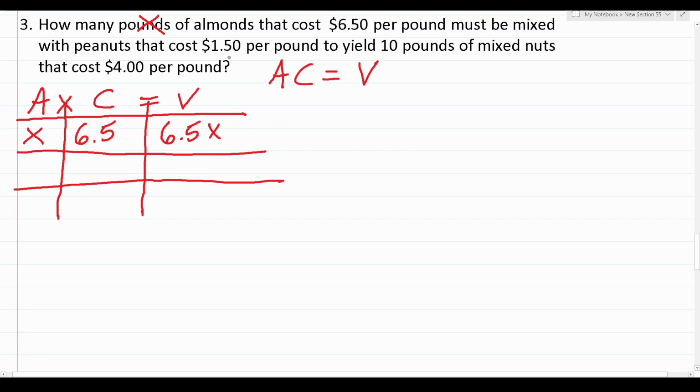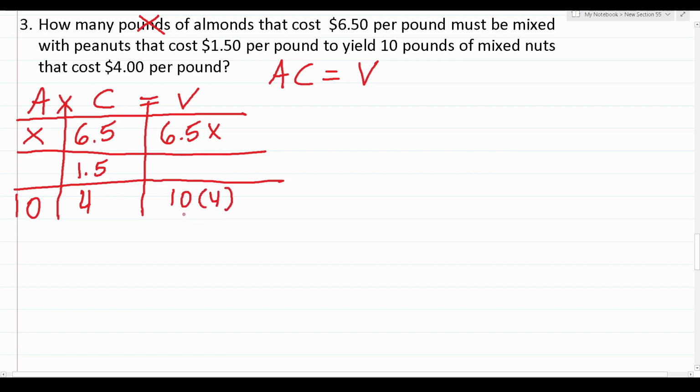Must be mixed with peanuts that cost $1.50 per pound. So that's $1.50. That said, it tells us nothing about the amount of peanuts. So we're going to have to keep reading in order to figure that out. To yield 10 pounds of mixed nuts that cost $4 per pound. So those mixed nuts are the almonds plus the peanuts. There's going to be 10 pounds of those mixed nuts, and we want those to cost $4 per pound. We can find the value of the mixed nuts by doing 10 times 4.